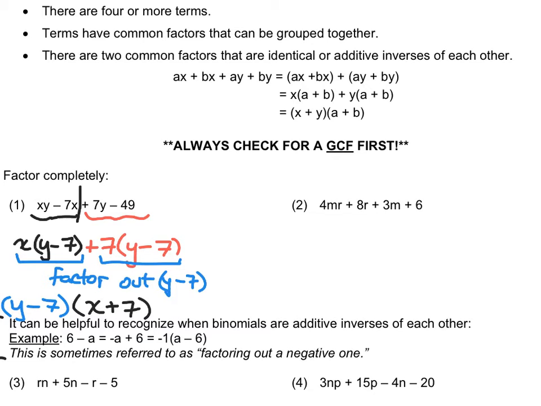So split it right down the middle, right down the pipe. What do we have in common in the first two terms of the expression? 4 and an R. Remove a 4 and R from each one by division. What am I left with? M plus 2. M plus 2.